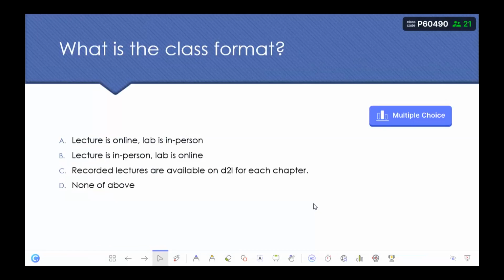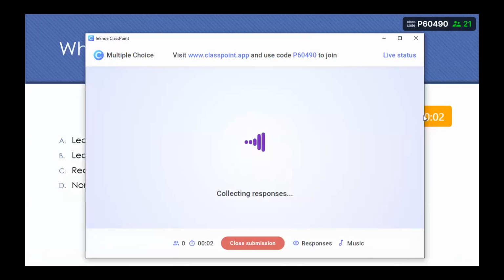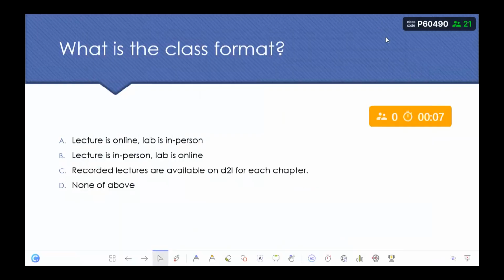What is the class format? Question, 1 minute. Select the right answer. Lecture is online, lab is in person; lecture is in person, lab is online; recorded lectures are available on D2L for each chapter; none of the above. You can choose the right answer.